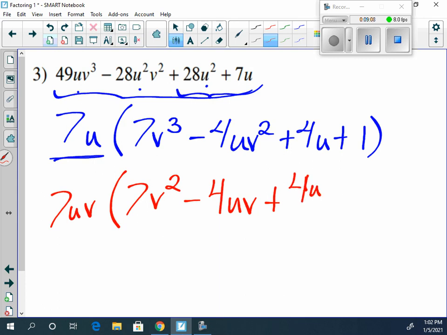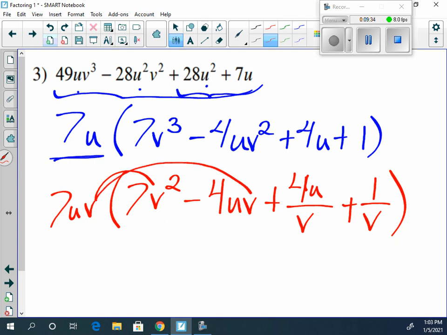So what this would become is 4u over v plus 1 over v. This is the way we kind of distribute, because it's written out front, yes? And if I wanted to go back, I would multiply everything by that v term, yes? So let's see this here. Well, v times this here would give me 7v cubed, correct? v times v squared is v cubed. v times 4v squared would be 4v cubed. We good with this here?